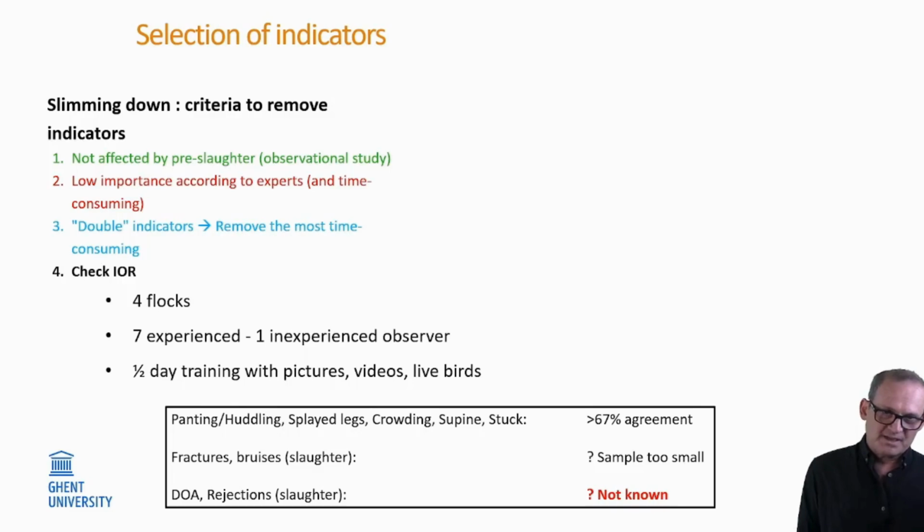So there are 2 options now. We could either delete these 4 welfare indicators for which we don't know the reliability, or we could give them the benefit of the doubt and assume they were sufficiently reliable to incorporate in our protocol. So we decided for the latter.